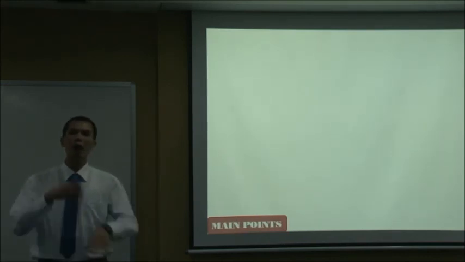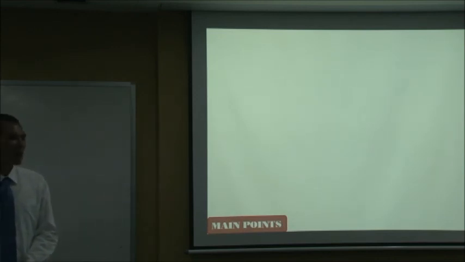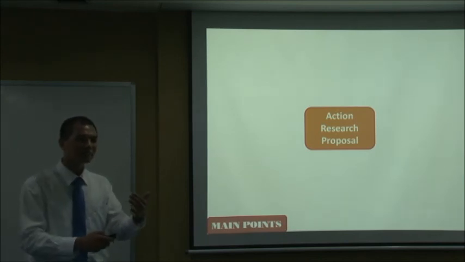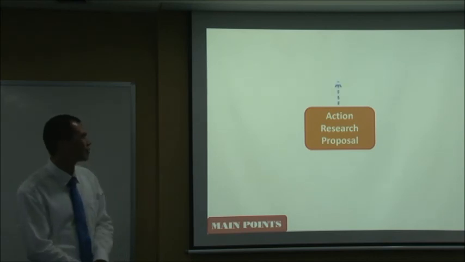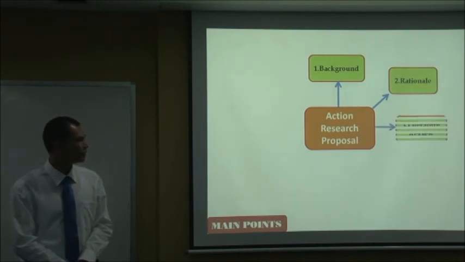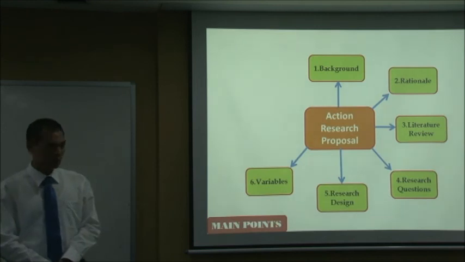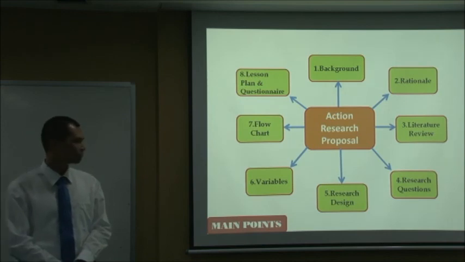And I just wrap up the main things I have done. Please tell me, my action research proposal, how many parts have I done? 8 parts. The first part is background. The second part, rationale. Literature review. Research design. Research question. Variables. Flowchart. Lesson plan and questionnaire.